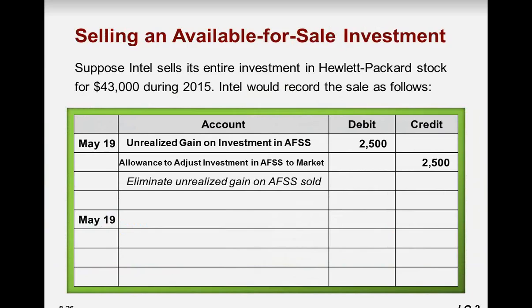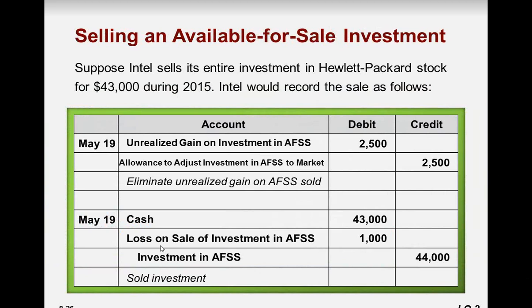So the first thing we needed to do was zero out the gain, the unrealized gain. We had put $2,500 in the gain and into the allowance account, so we needed to back that out. We reverse that entry out. Then we record the sale.